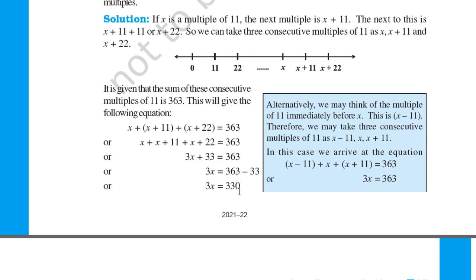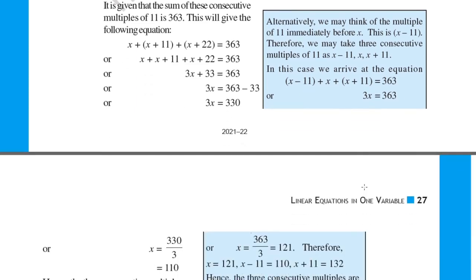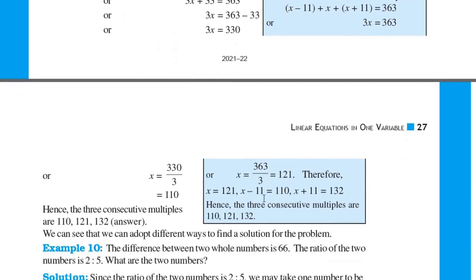So you can see here, alternatively we may think of the multiple of 11 immediately before x. This is x minus 11, and therefore we may take 3 consecutive multiples of 11 as x minus 11, x and x plus 11. So in this case also we arrive at the equation x minus 11 plus x plus x plus 11. So the 11s will be cancelled out. So finally you will get 3x is equal to 363. So you can find here x is equal to 121.